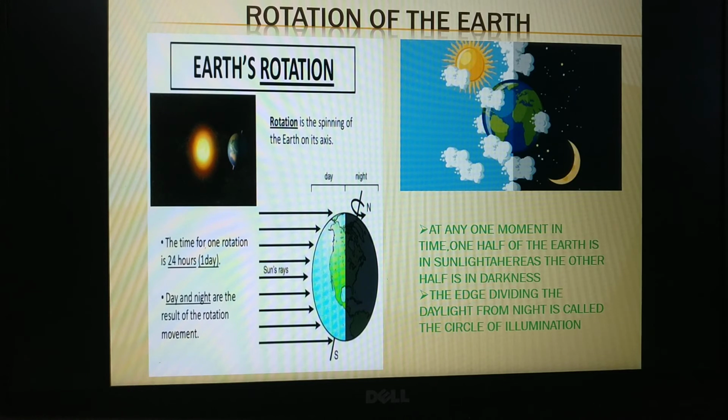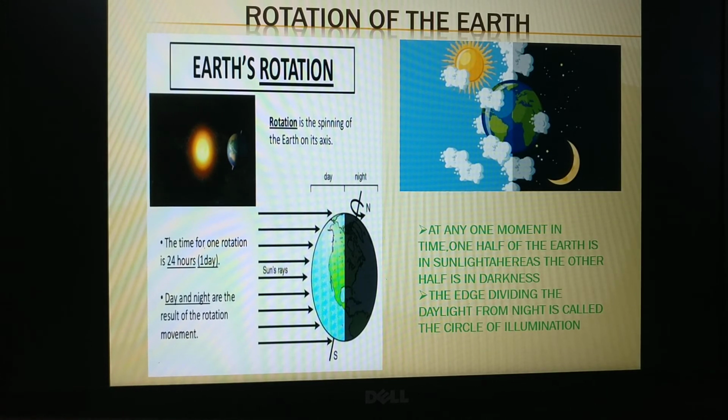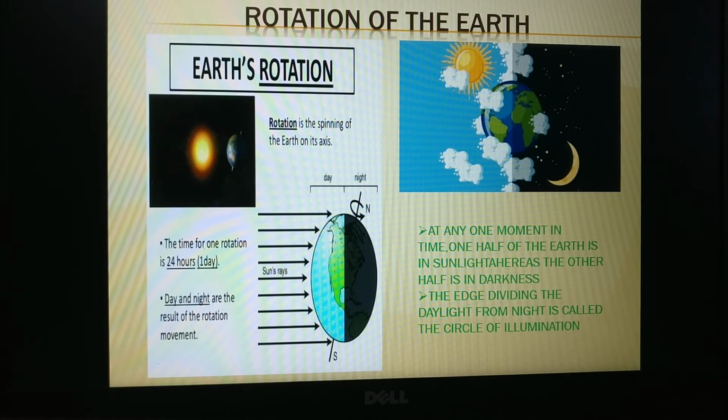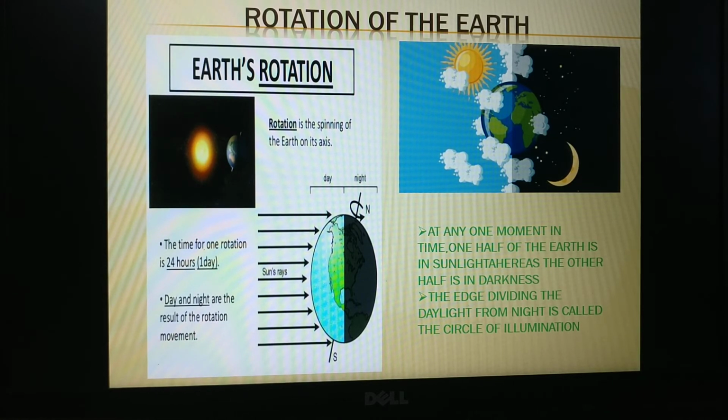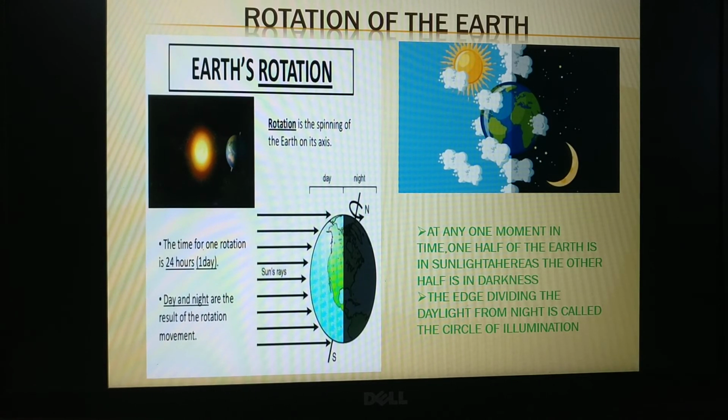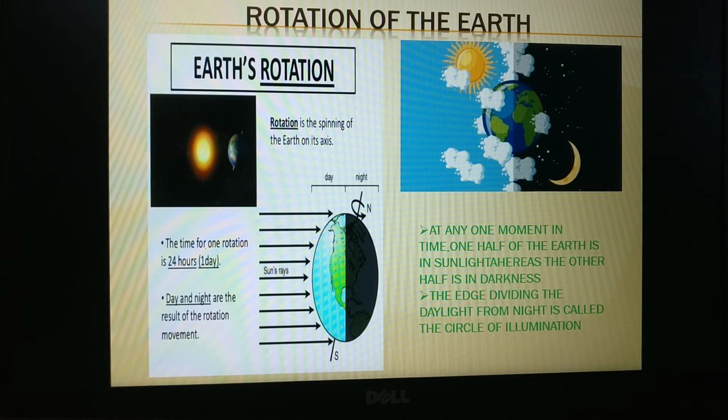Now children, just imagine what would happen if the earth did not rotate. What will happen if the earth stops rotating? There will be no day and night. The portion of the earth facing the sun would always experience day, and it will get the light and the warmth of the sun, and the other half, which is not looking at the sun, will remain in darkness and will not receive any sunlight, any warmth, and it will only experience cold.